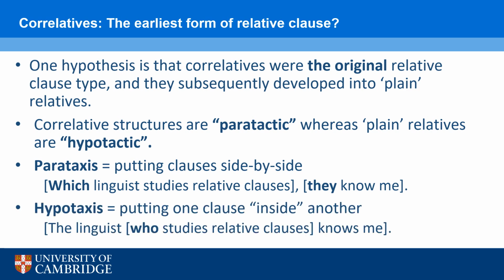That's parataxis. Hypotaxis is when, instead of putting two clauses side by side, we put one inside the other. If we look at the plain relative version of this sentence, you can see that the relative clause is actually embedded within the main clause. That's hypotaxis.